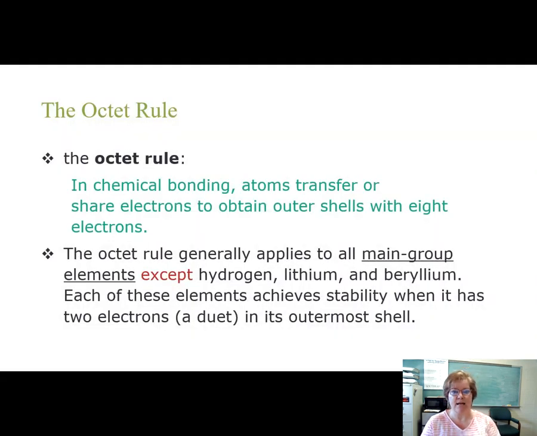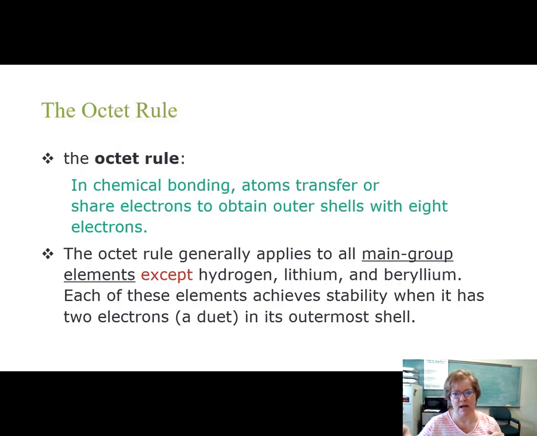So in chemical bonding, atoms are going to transfer or share electrons in order to obtain outer shells of 8 electrons, octet meaning 8. This applies to all main group elements, so groups 1 and 2 and groups 13 through 18. The ones in the middle, 3 through 12, are not main group elements. It applies to all of the main group except things in period 1. So that's going to mean hydrogen, helium, and then of course lithium and beryllium as metals.